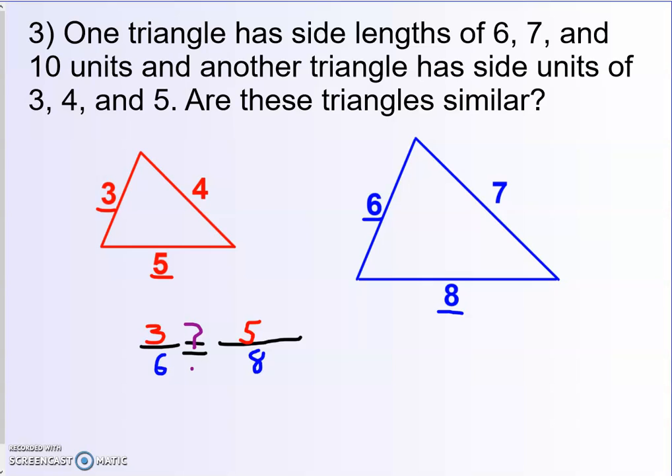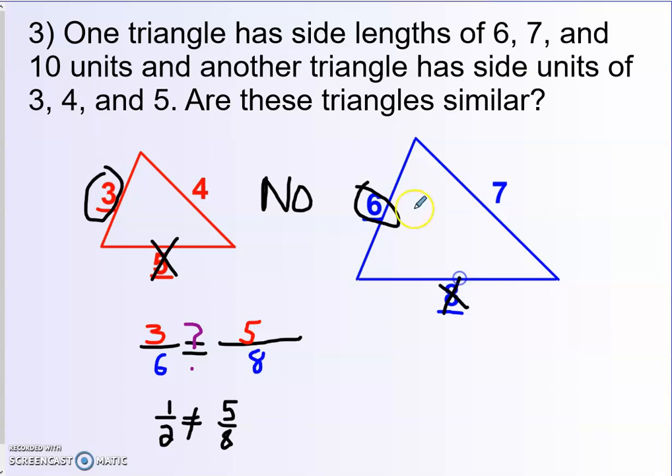Well, I don't think this quite works out, because 3 over 6 is really 1/2. And 5 over 8, that is not 1/2. It doesn't reduce. As a matter of fact, it's bigger than 1/2, isn't it? So since these are not equal, I'll put a slash through it. Then are these triangles similar? No, because their sides don't have the same proportion. Small to small is not the same as large to large. And if they were similar, they would have to be in that same ratio. They would have to be proportional.